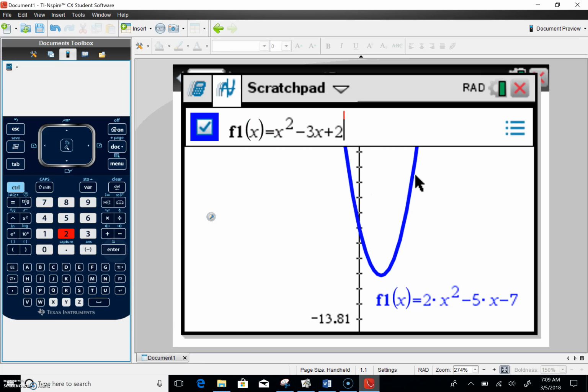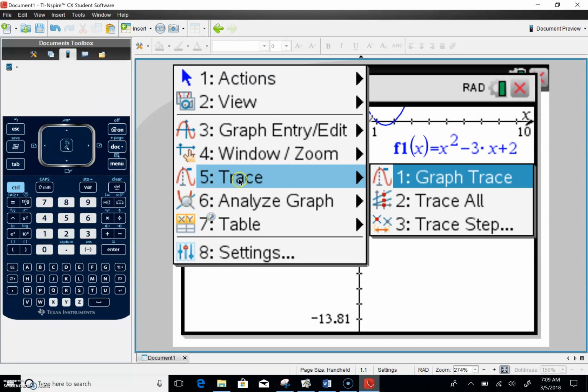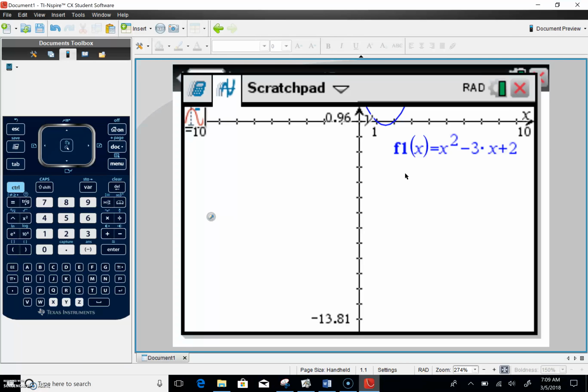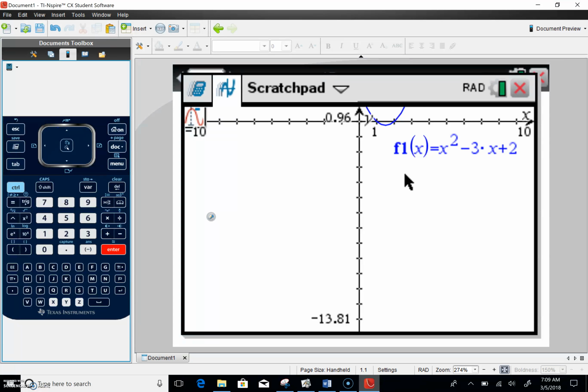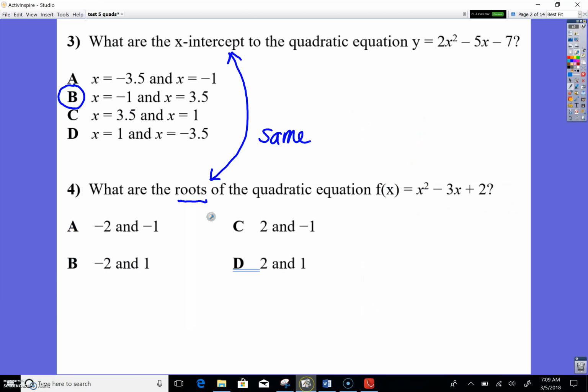I press enter. As you can see, it's about 1 and 2, but we make sure by going trace, graph trace. One of them is 1, 0. The other one is 2, 0. So the answer is 1 and 2. 2 and 1, same thing.